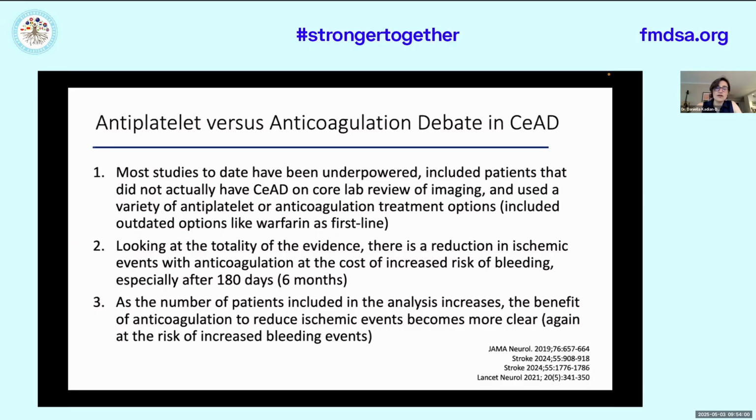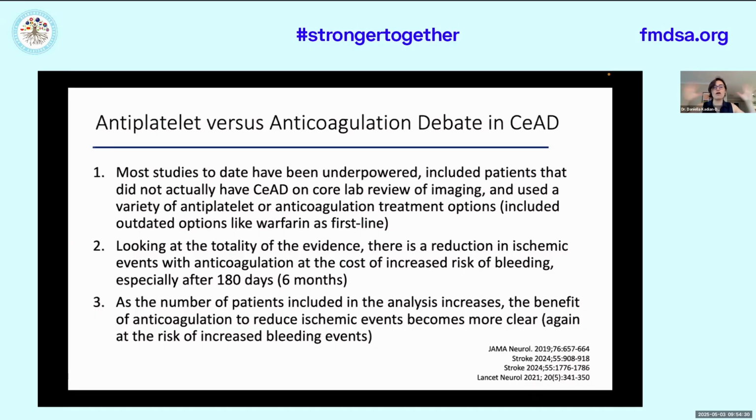Now, I'll tell you, in my opinion, most of the studies to date haven't had enough patients to draw a conclusion. They actually have reviewed the imaging for patients that they were studying for cervical artery dissection, and they found that as many as 20% of the people that were included didn't actually have a dissection. They were using different types of antiplatelet therapy or anticoagulation to draw their conclusions. And so it makes the interpretation of this research really difficult.